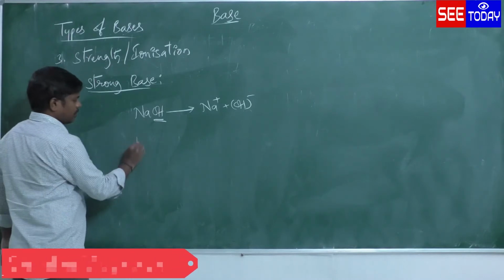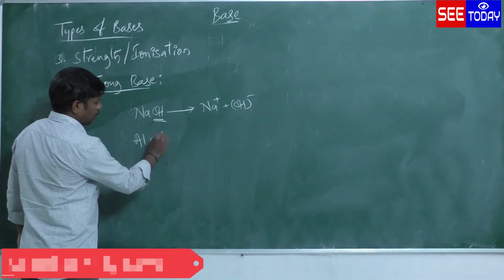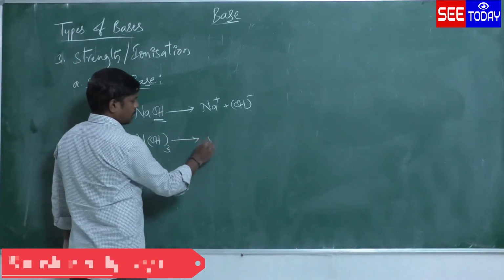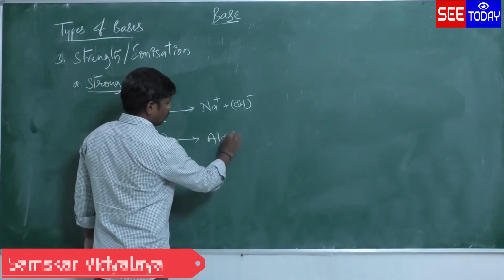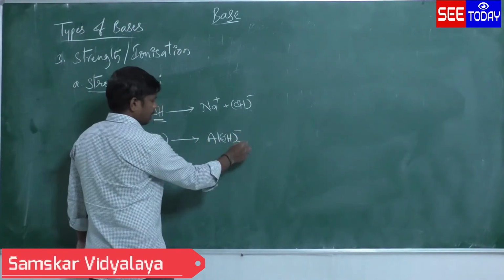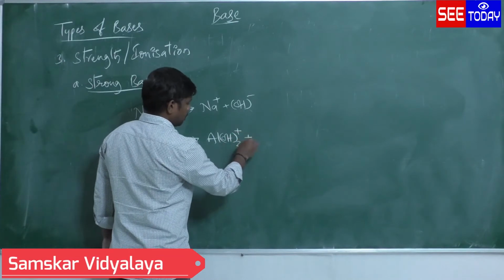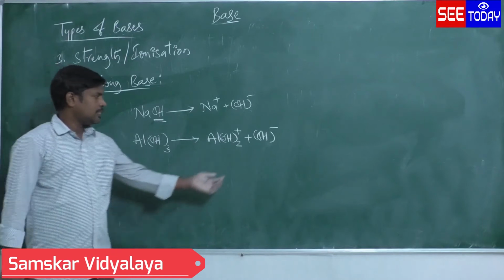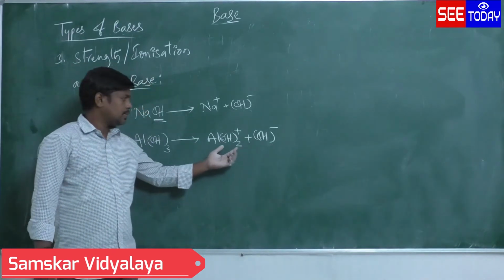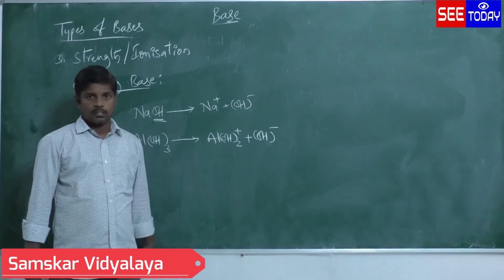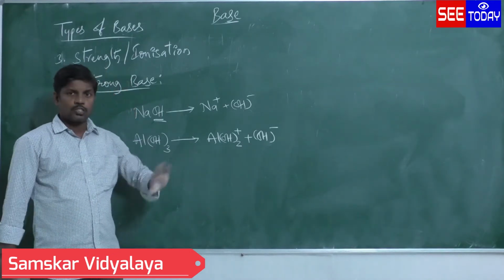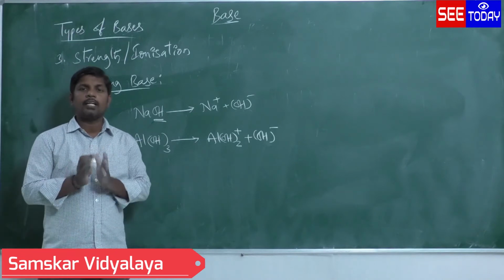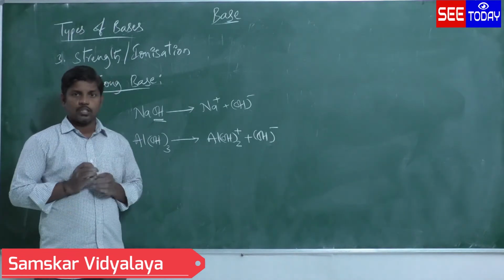Let us suppose I have Al(OH)3, and in one step only one hydroxide ion can be released. So Al(OH)2 plus and OH minus. Here it has dissociated one hydroxide and it is having two hydroxides left. So here 100% dissociation has not taken place. Only partial, meaning little dissociation takes place.